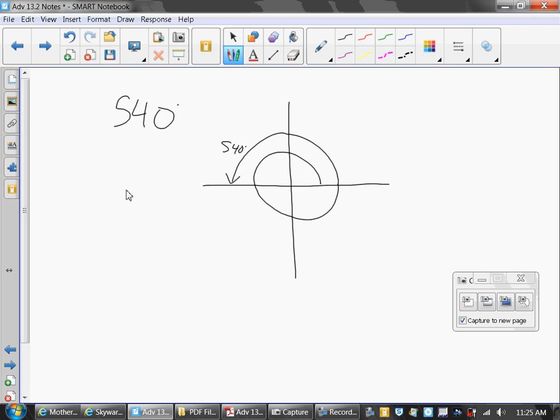Yep, always start at that spot. Always, always, always. This is the initial side. Think of it as the zero. It's the zero.